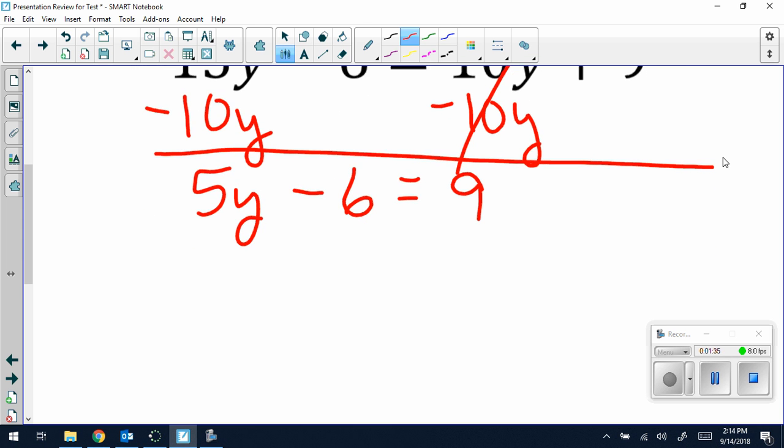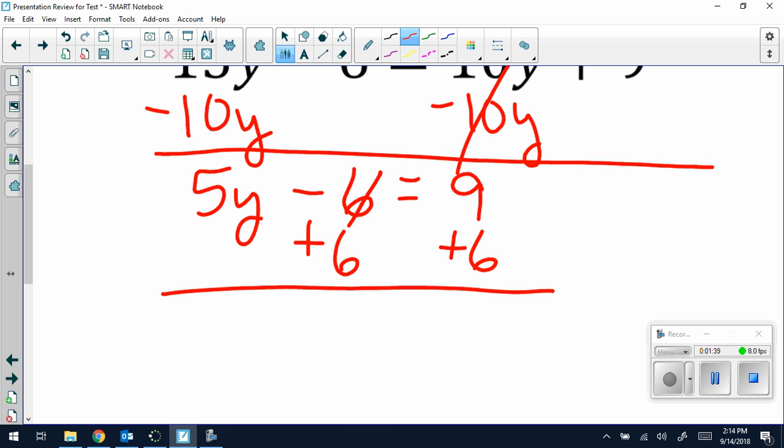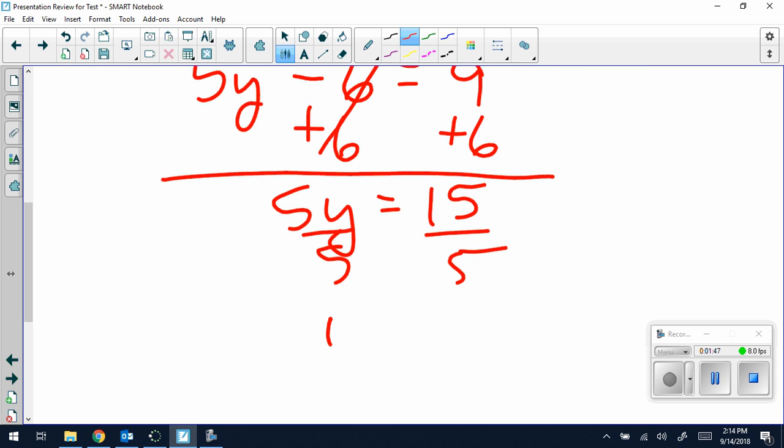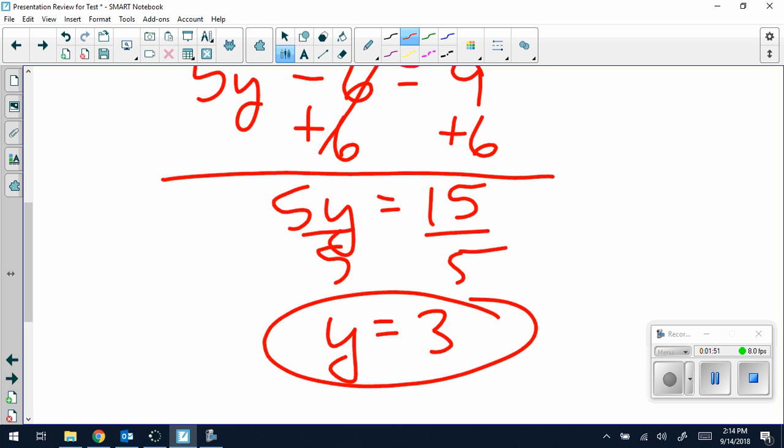And now I'm at a two-step equation. So adding 6 to both sides, and then dividing by 5. Remember, when we're solving, what we're looking to do is get that variable by itself with a coefficient of 1 and everything else on the other side. All right, moving on to number 3.